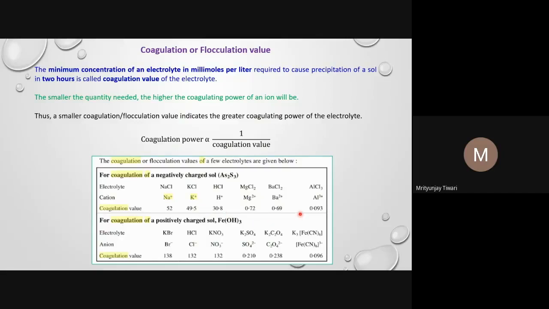So what do we see? The coagulation values of these electrolytes follow this order. We need more NaCl, KCl or HCl for the coagulation of the sol, and a lesser amount of MgCl2 or BaCl2 is required for the coagulation of this As2S3. So the coagulation value of MgCl2 and BaCl2 is lesser than that of the monocationic electrolytes. Monocationic means the electrolyte contains a cation with one positive charge, having +1 charge. That is what I mean.